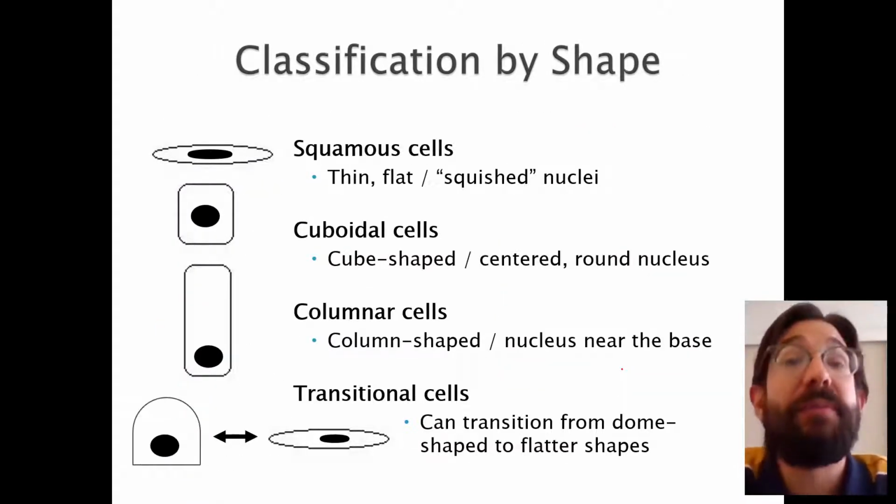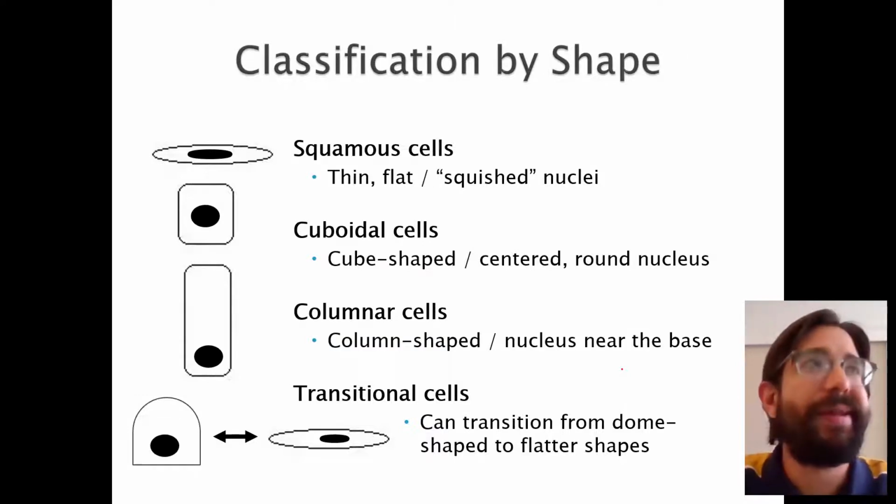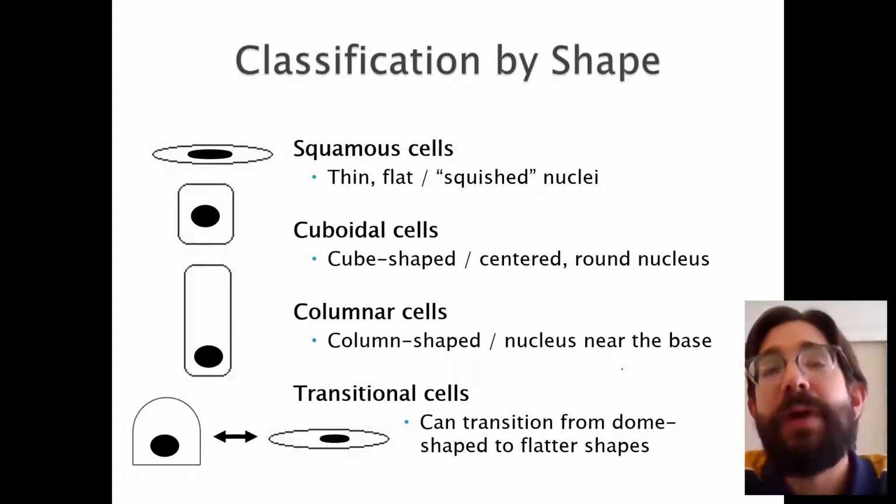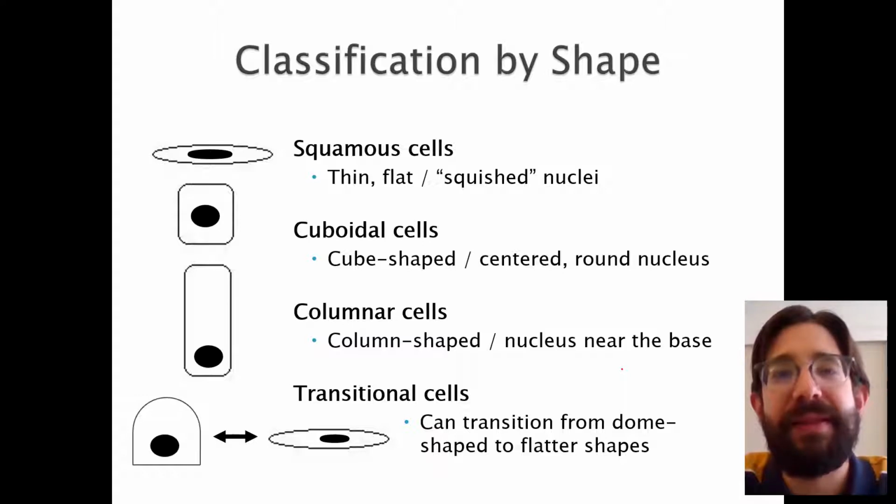Okay, so if there are multiple kinds of epithelial tissue, how are we going to tell them apart? How will we classify them? Well, there's really two ways. One is that we can look at the shape of the cells and classify them by shape.